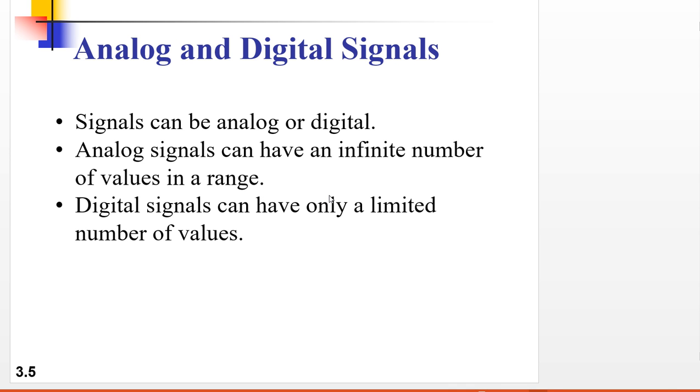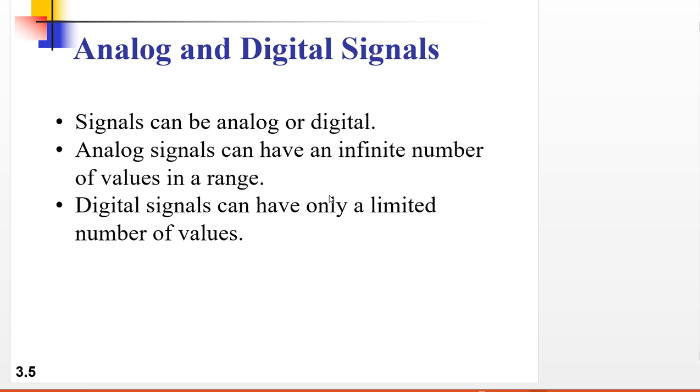Now we have to discuss about signals. In signals also, there are two kinds of signals. One is analog signal and another one is digital signal. So why do we need signals? That is the first question. A signal is needed because the data can be transmitted through the transmission medium, and before transmitting, the data has to be converted in the form of signals.